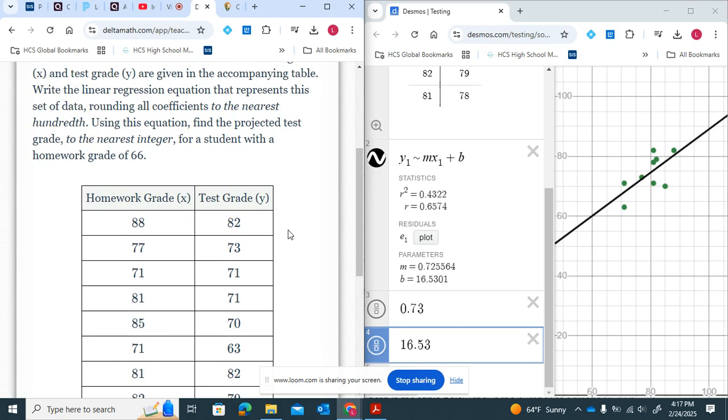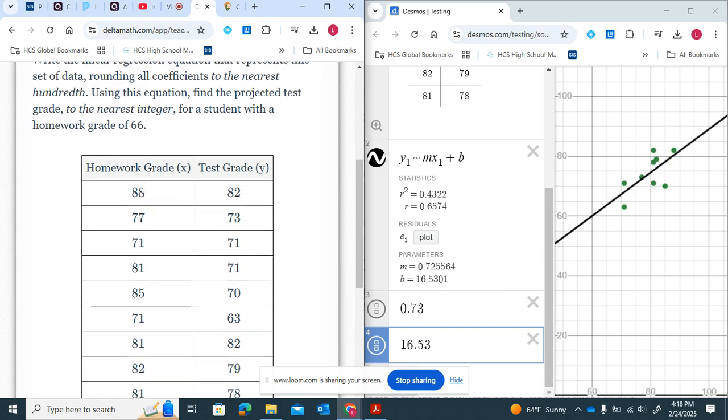But then there's a whole other thing here. It says, using this equation, I already have the equation, find the projected test grade. So it says find Y to the nearest integer, which means whole number, for a student with a homework grade of 66. So now it's saying when X equals 66, find Y.